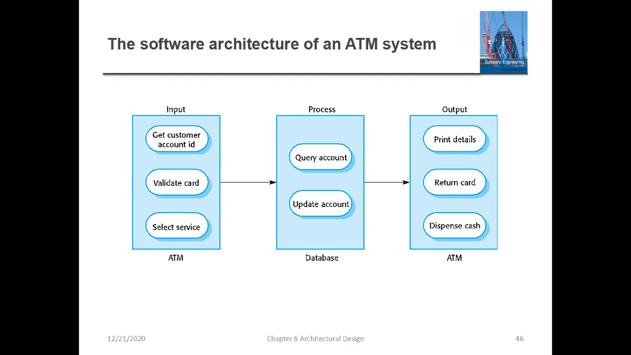What is going to be in process and in the output? Once the username and password or PIN is given, it is going to be processed: query account, and if it is correct, update the output. Now in the output you have the details, either in print format or display format, and you get the service, and definitely return the card and dispense. These are the simple functions of the ATM.